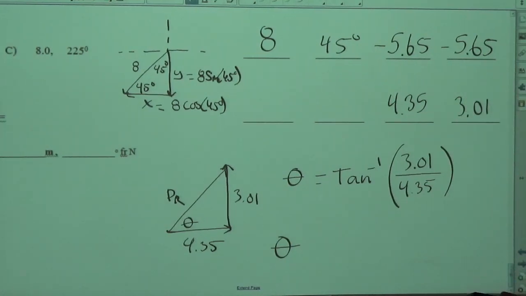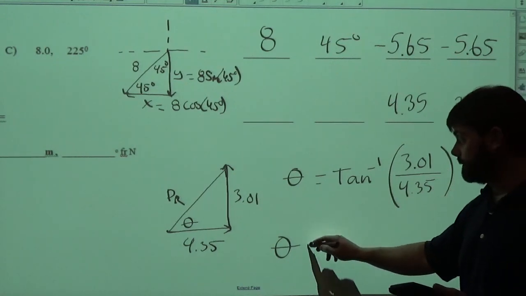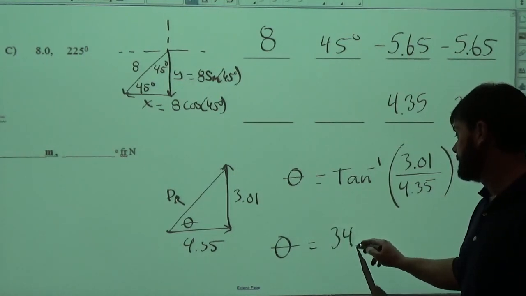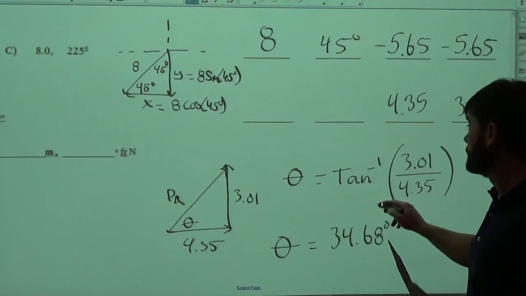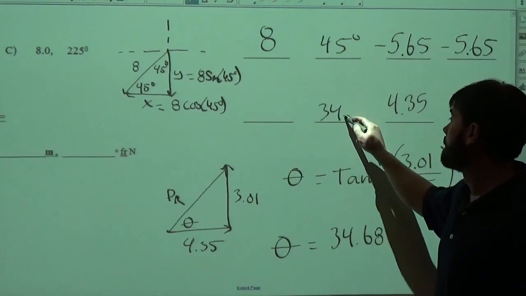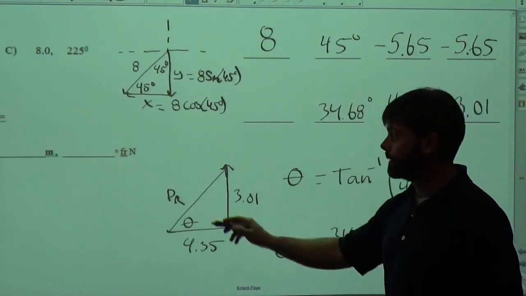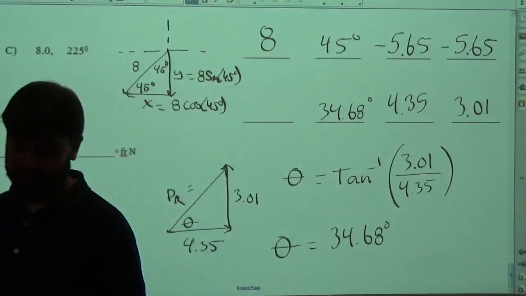So inverse tangent, you've got to find the tangent to the -1. You've got to do 3.01 and 4.35 divided out in parentheses because that whole value needs to be isolated. And now my theta is equal to 34.68. So there's the degrees from horizontal.